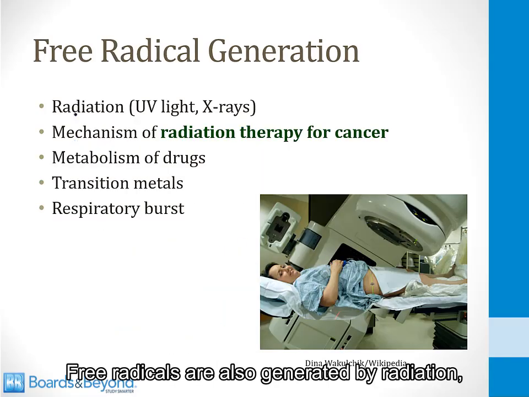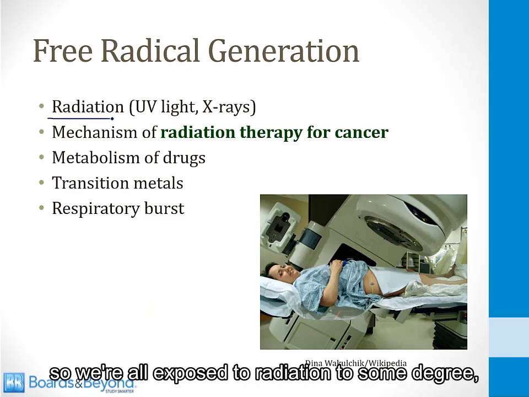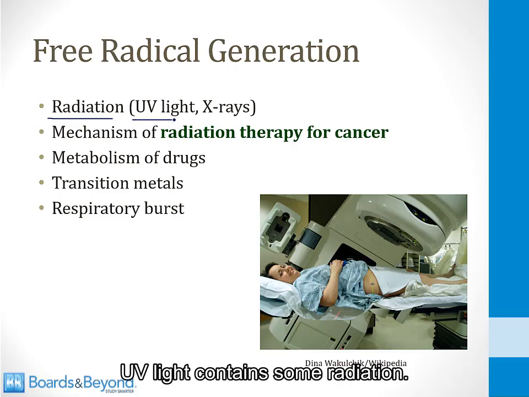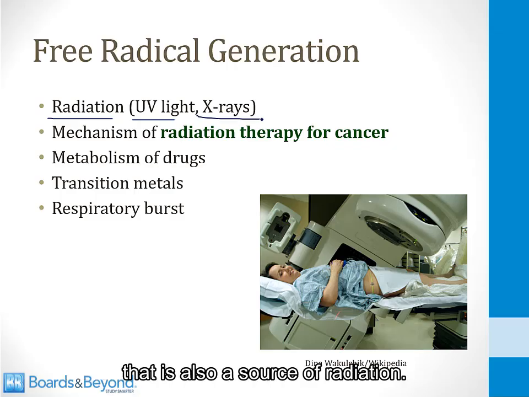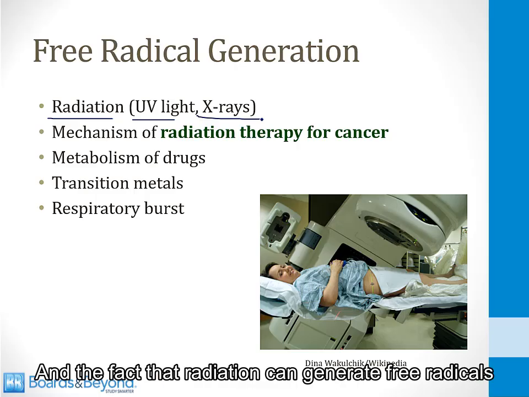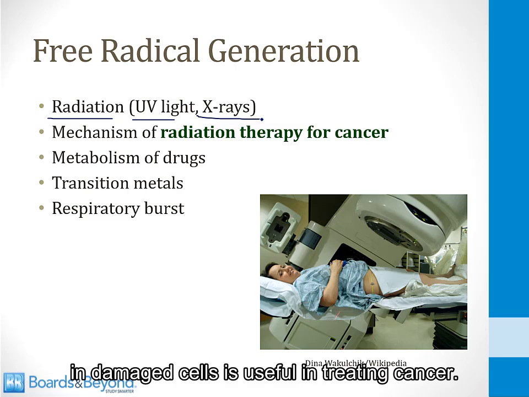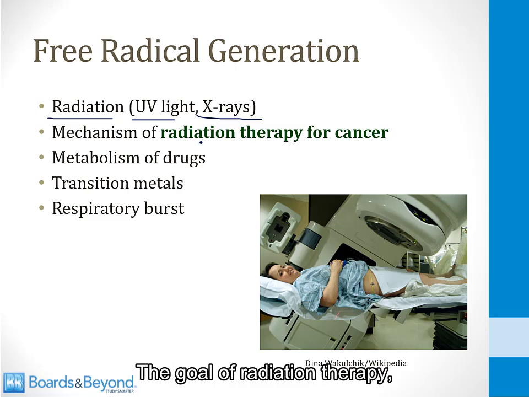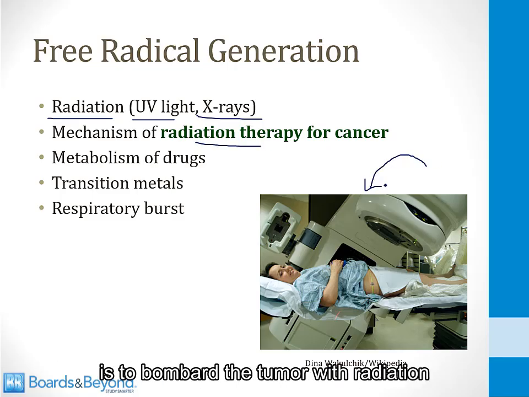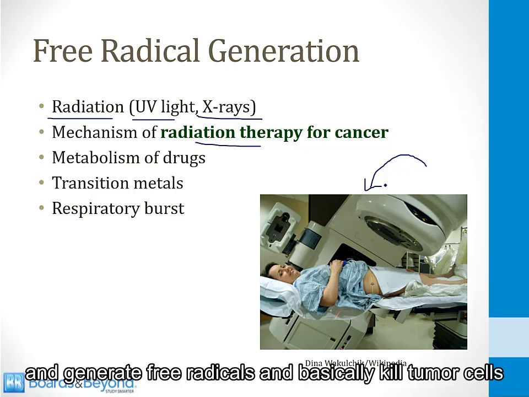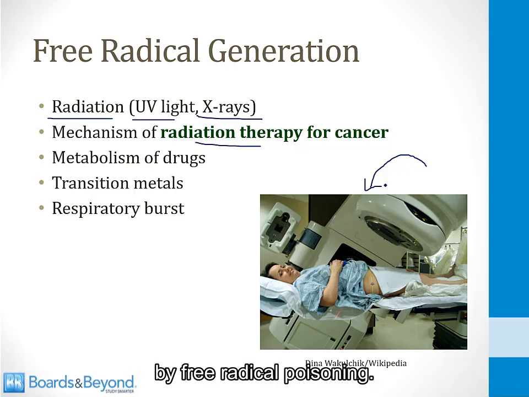Free radicals are also generated by radiation. So we're all exposed to radiation to some degree when we are out in the sun. UV light contains some radiation. In addition, if you have an X-ray or a CAT scan, that is also a source of radiation. And the fact that radiation can generate free radicals and damage cells is useful in treating cancer. The goal of radiation therapy, which is what this woman is receiving in this picture, is to bombard the tumor with radiation and generate free radicals and basically kill tumor cells by free radical poisoning.